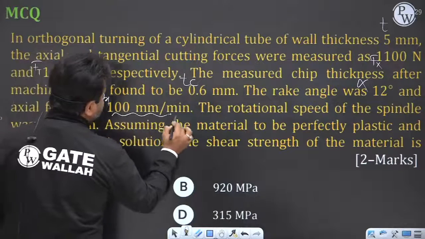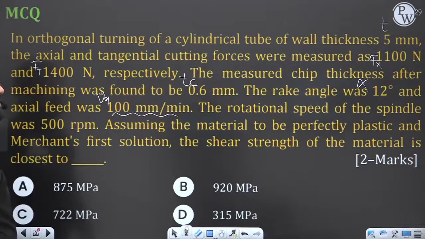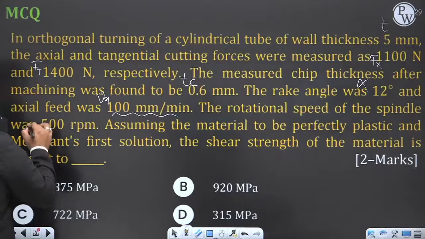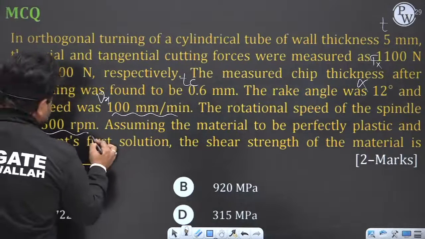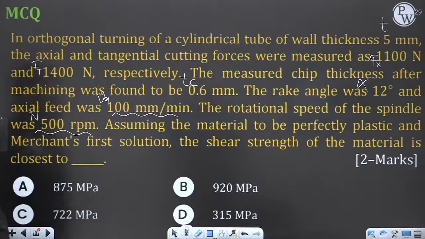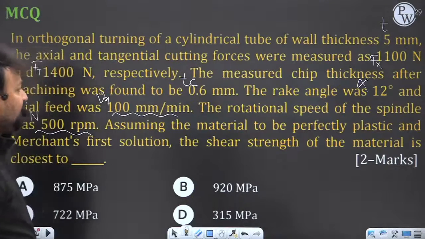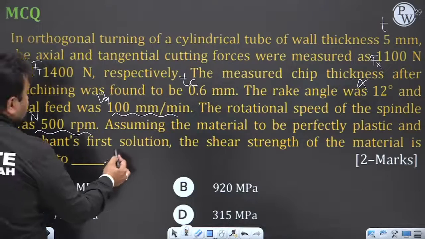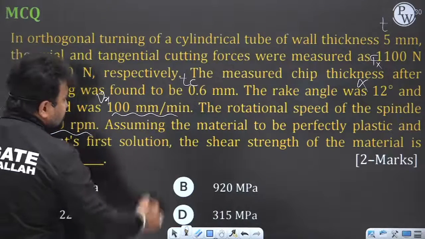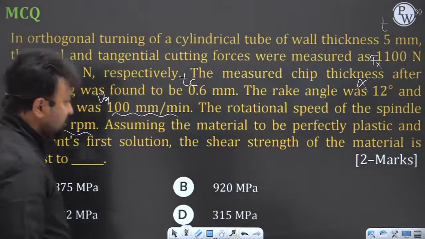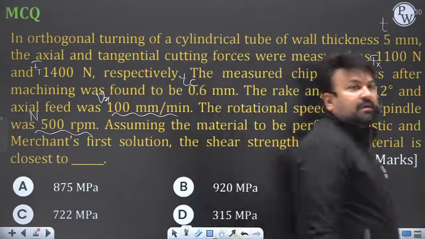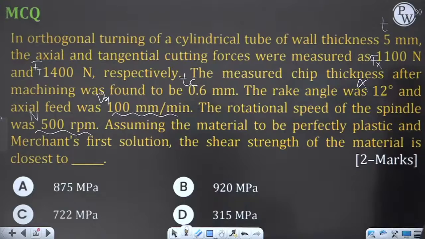The rotational speed of the spindle, that is RPM, is given. Assuming the material to be perfectly plastic and Merchant's first solution, the shear strength of the material is closest to. What will be the shear strength of the material?